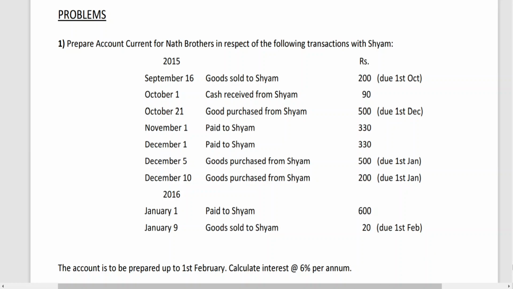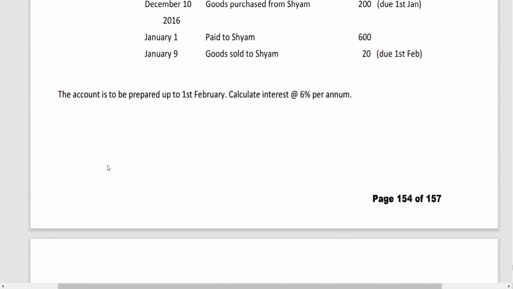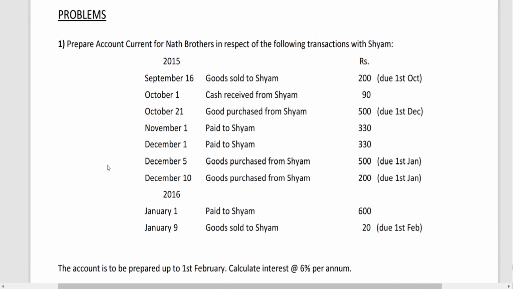Hi friends, good day. Today I'm taking up one more problem. Last class we did the second problem, the interest tables method, the product method. If nothing is mentioned, we'll be going by the product method only.